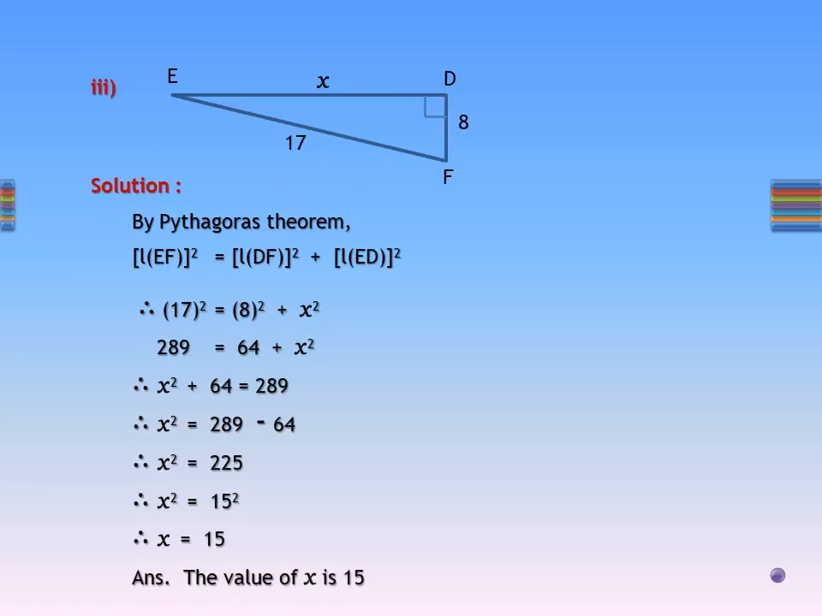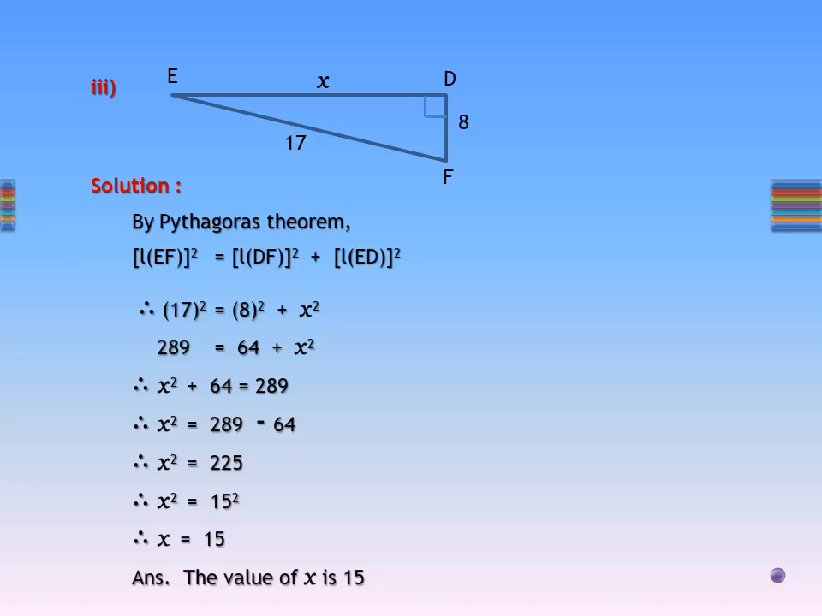Now let us solve the third sum. Here we have triangle EDF where angle D is 90 degree. So the hypotenuse is EF, which is given as 17. The other side DF is given as 8. We have to find ED, which is given as x. So again, by Pythagoras theorem, which states that hypotenuse square is equal to sum of the square of other two sides, we can write length EF square equals to length DF square plus length ED square.